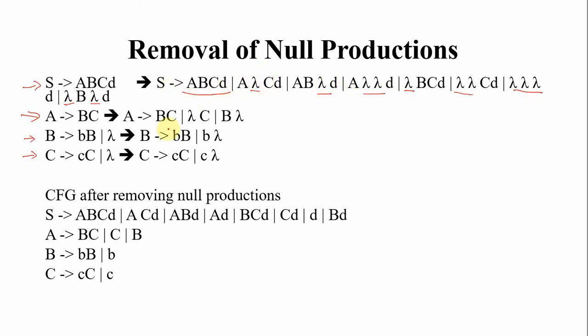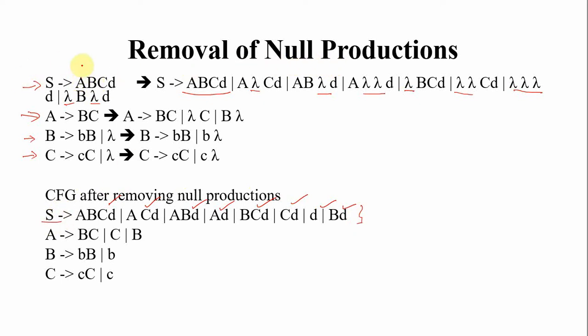So if it is ABCD, it will be ABCD. If it is A lambda CD, it will be ACD. A B lambda D will be ABD. A lambda lambda D will be AD. Lambda BCD will be BCD. Lambda lambda CD will be CD. Lambda lambda lambda D will be D. Lambda B lambda D will be BD. So this is how the productions of S will look after we eliminate lambda productions from the grammar.